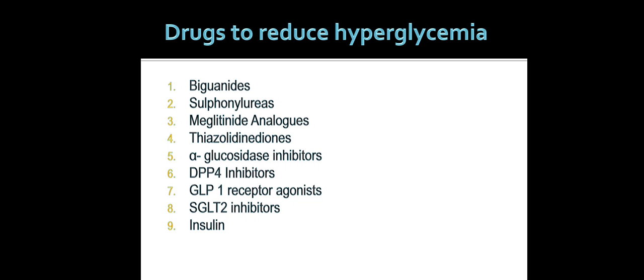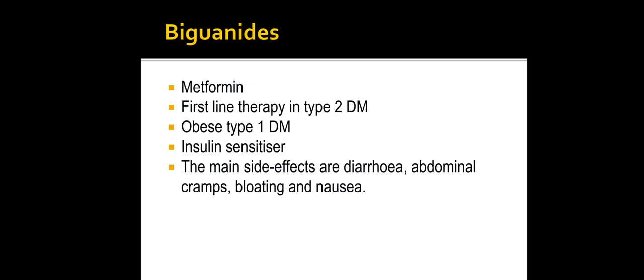Broadly, they can be classified into 9 groups: biguanides, sulfonylureas, meglitinide analogs, thiazolidinediones, alpha glucosidase inhibitors, DPP4 inhibitors, GLP-1 receptor agonists, SGLT2 inhibitors, and insulin. The first group of drugs are biguanides, and the classical example is metformin.